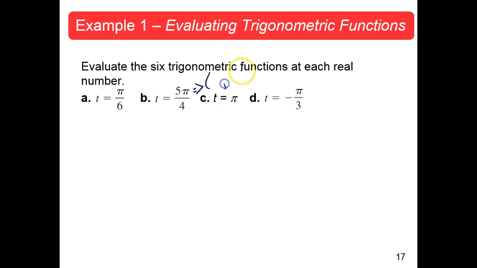So what is your ordered pair that corresponds to 5/4 pi? Negative radical 2 and negative radical 2. Okay, negative √2/2 and negative √2/2. Perfect. How do you know that? Okay, 5/4 pi. Here you are.